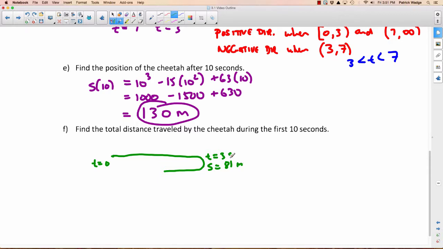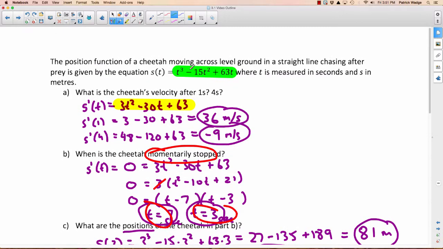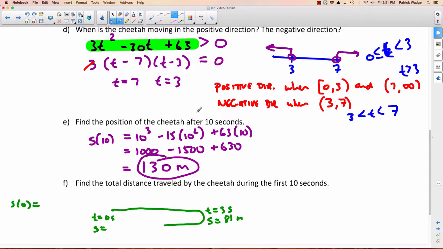We also need to know a position for time 0 here. Now you might be tempted just to put 0, and you might be right, but that won't always be the case. It's possible that the cheetah didn't start at the time that's designated 0. So we should actually figure out what s of 0 is before we make that decision. If we plug 0 into the original green thing here, we get 0 minus 0 plus 0. I will write that down just so you see it wasn't just a matter of always putting 0 for the original position. In this case it is 0. So 0 meters.